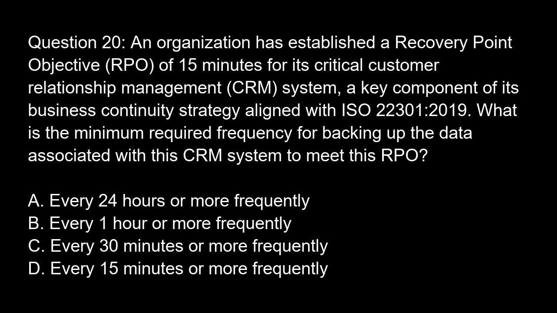Question 20. An organization has established a recovery point objective, RPO, of 15 minutes for its critical customer relationship management, CRM, system, a key component of its business continuity strategy aligned with ISO 22301:2019. What is the minimum required frequency for backing up the data associated with this CRM system to meet this RPO? Option A, every 24 hours or more frequently. Option B, every 1 hour or more frequently. Option C, every 30 minutes or more frequently. Option D, every 15 minutes or more frequently.